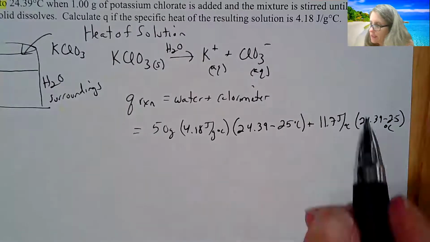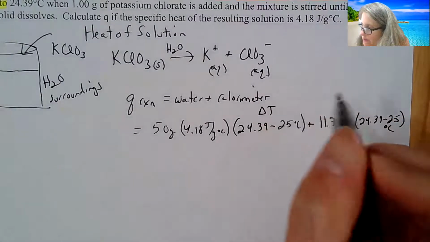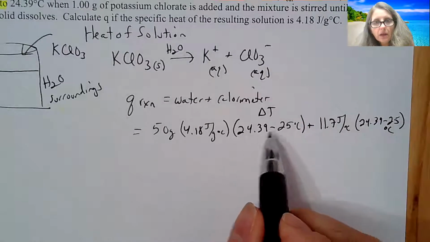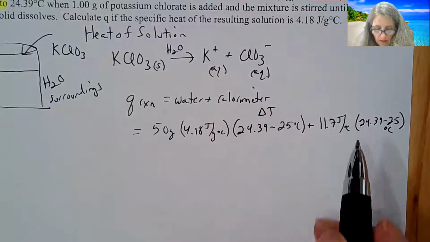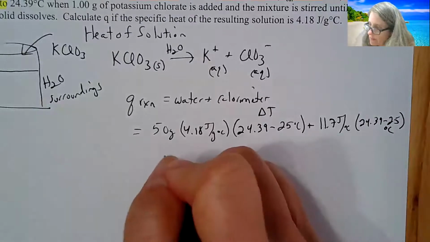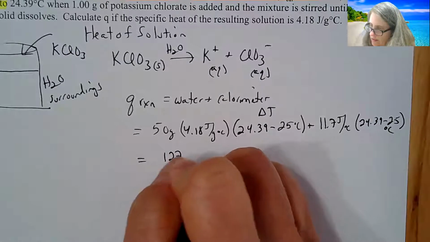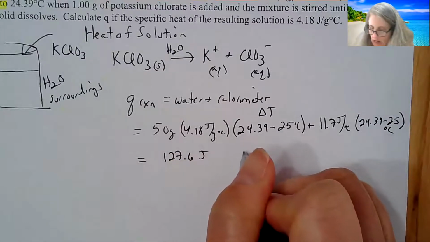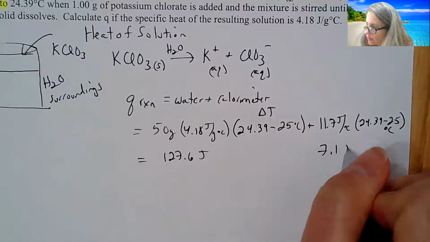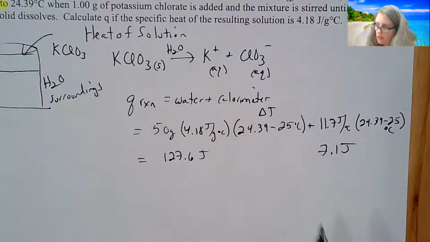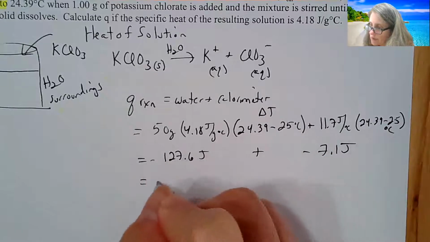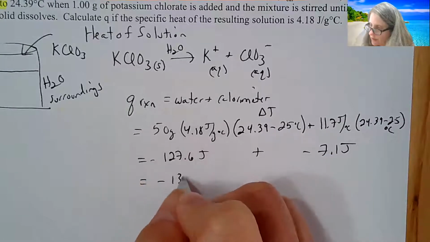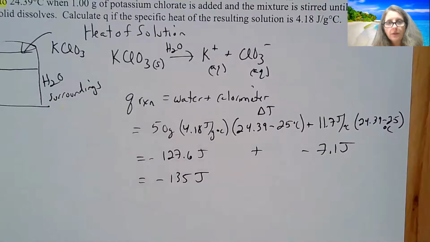All right, so recognize my delta T here is negative, okay? I end up with a negative value here and a negative value there. So if I do the math, it comes out to be 127.6 joules here, and then this comes out to be 7.1 joules, okay? But they are added together. They're both negative, so they become negative 135 joules, if I use the delta T.